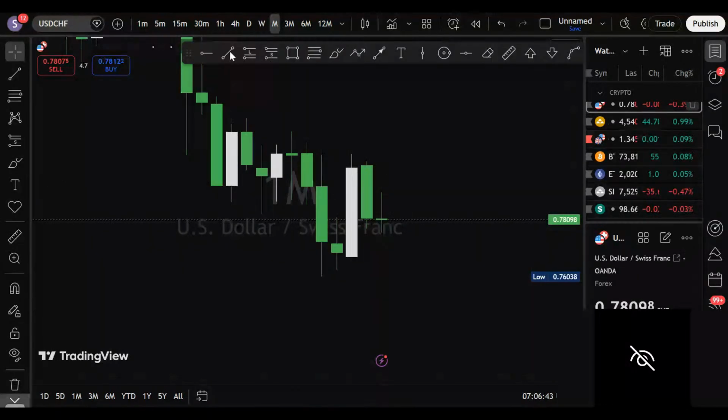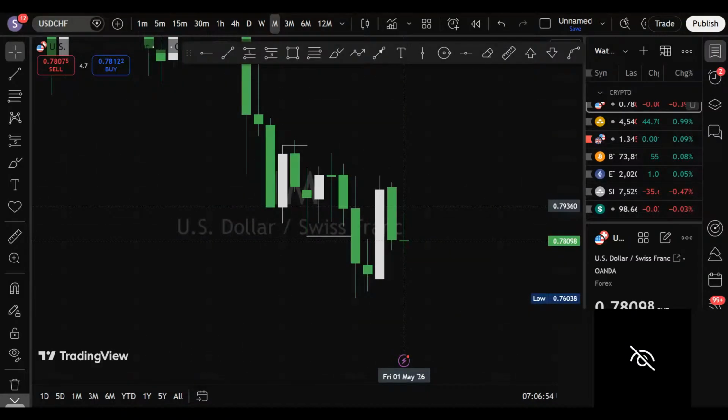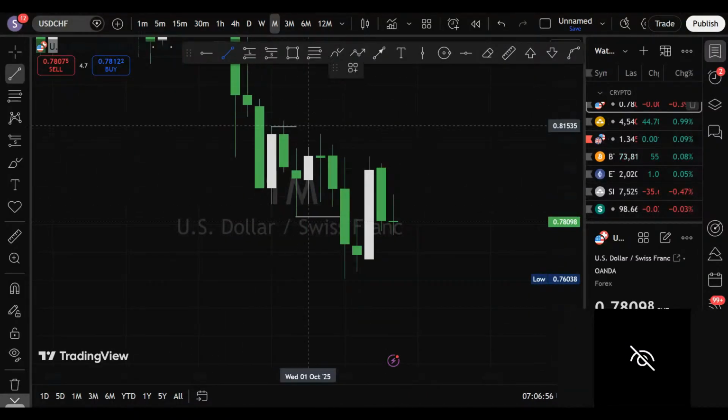But if you want to mark the overall picture of the market, the overall trend, you can start from here. You can start by marking these key levels on the 1 month time frame. So these are my key levels that I'm marking, right?